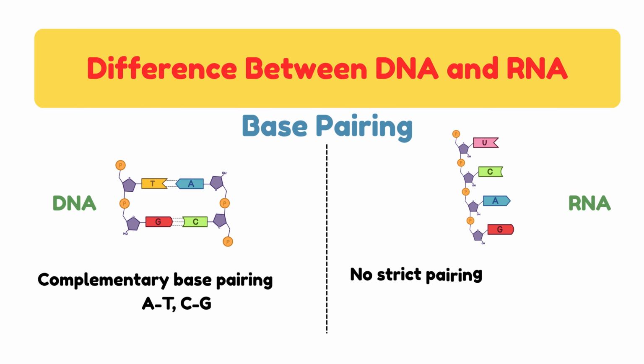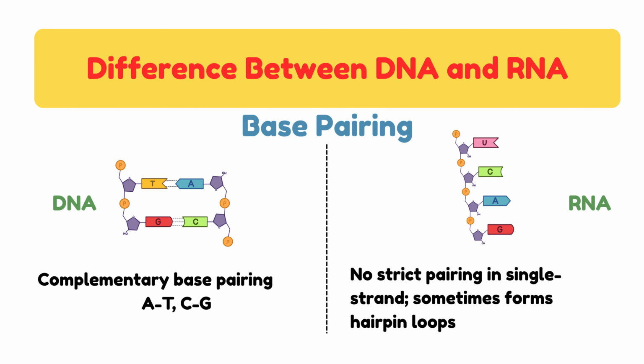Base pairing. In DNA, bases pair in a rigorous way, A with T, and C with G, but RNA doesn't follow strict pairing because it's single-stranded. It can fold onto itself and form temporary loops or hairpin structures.